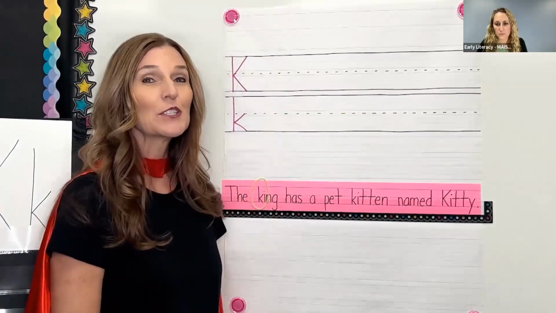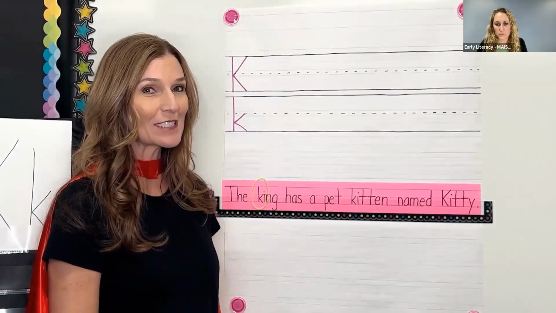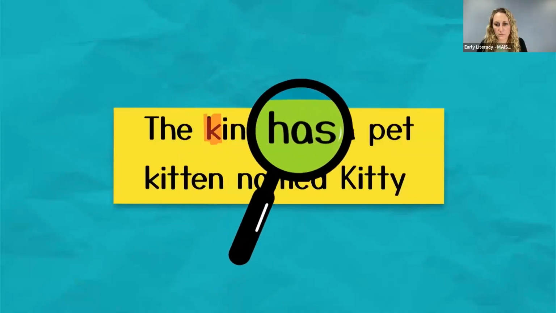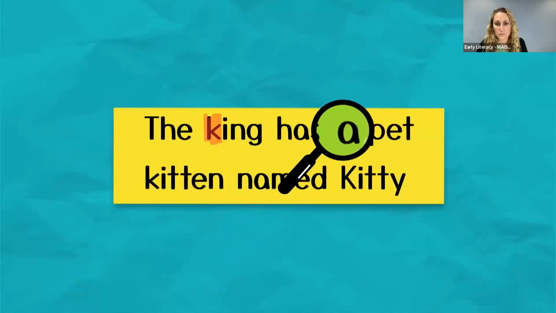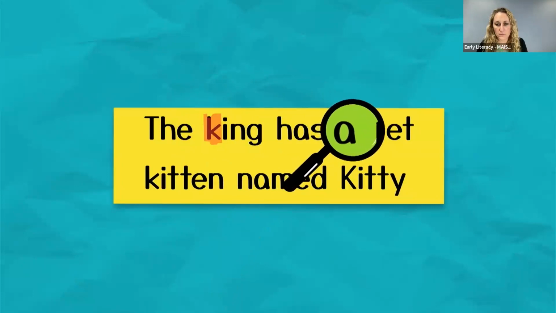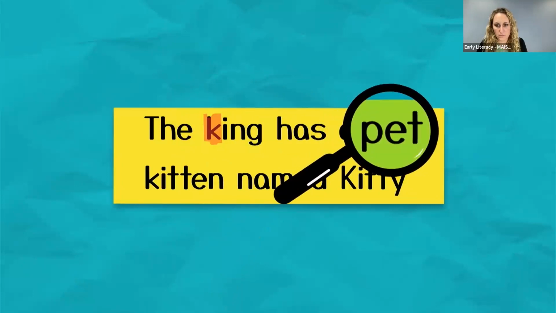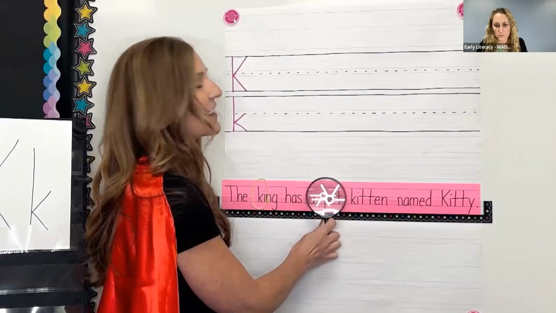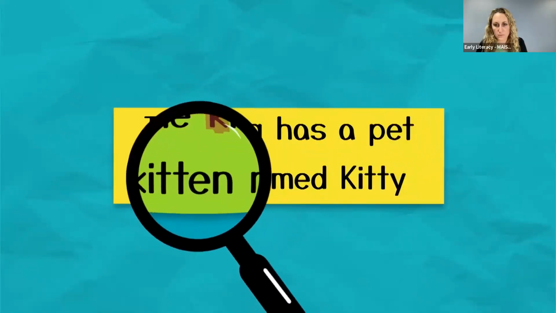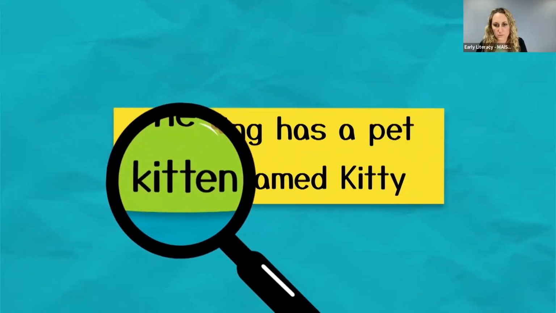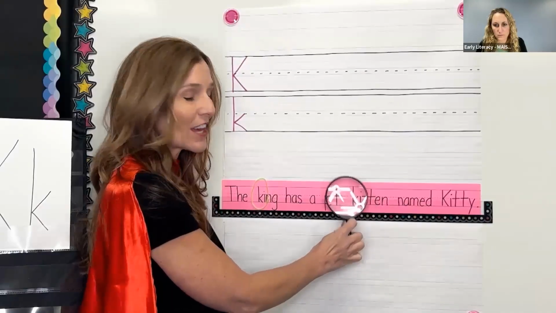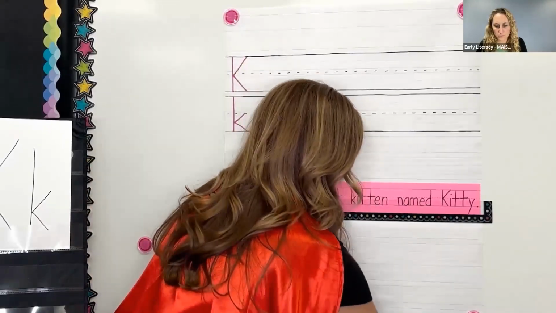Let's keep reading. Do you see the letter K again in the sentence? Has a pet. Do you see one yet? The next word, kitten. There it is, the letter K. Let's circle it.